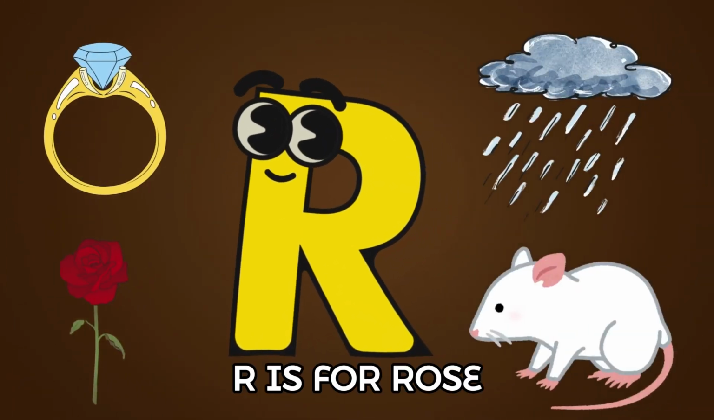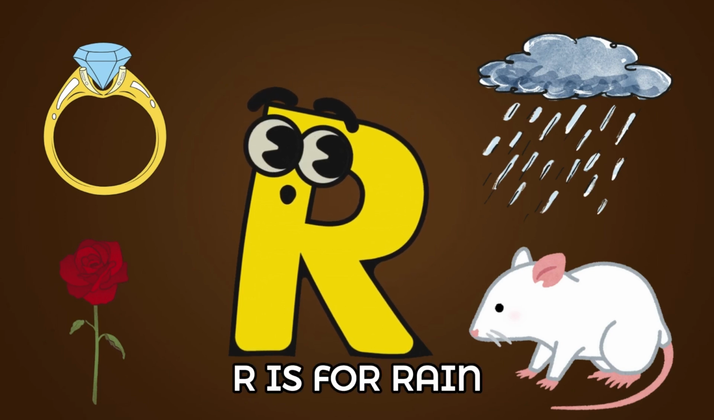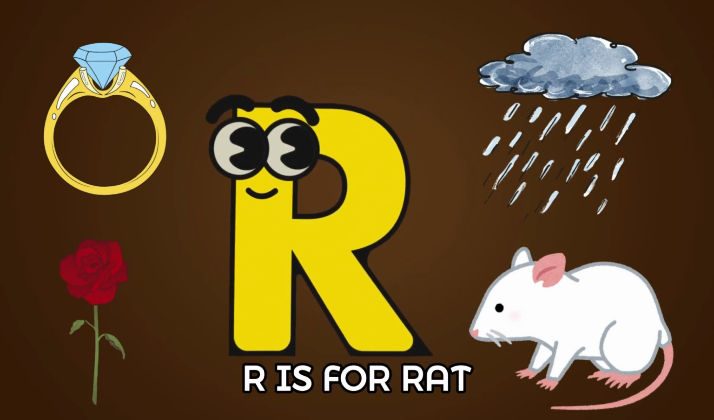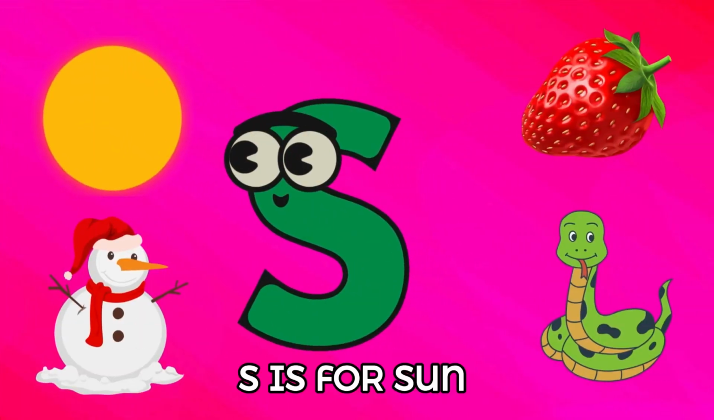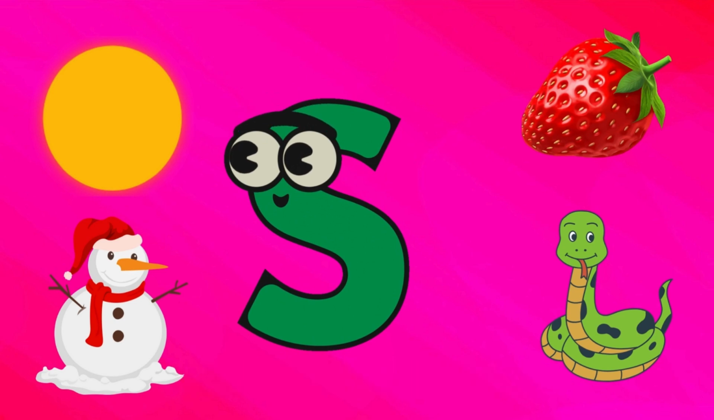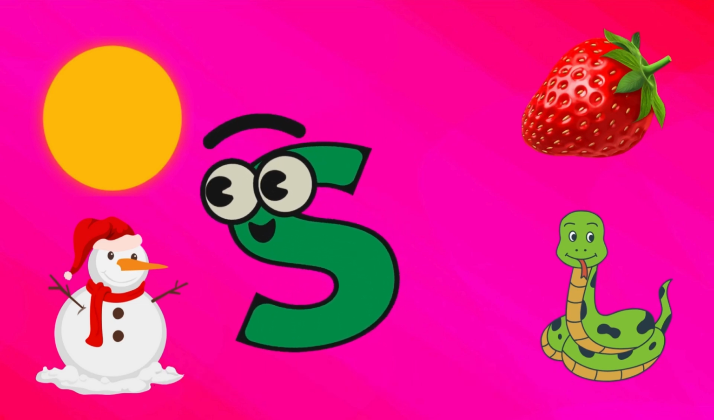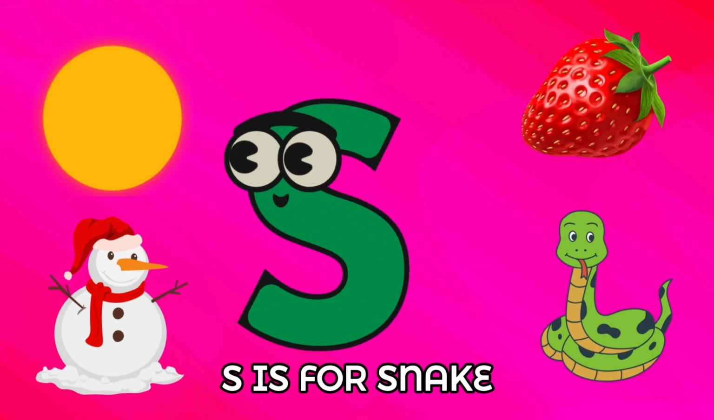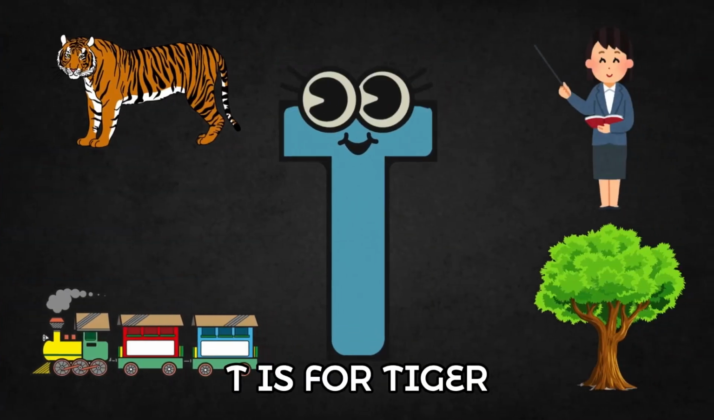R is for rose. R is for rain. R is for rat. S is for sun. S is for snowman. S is for strawberry. S is for snake. T is for tiger.